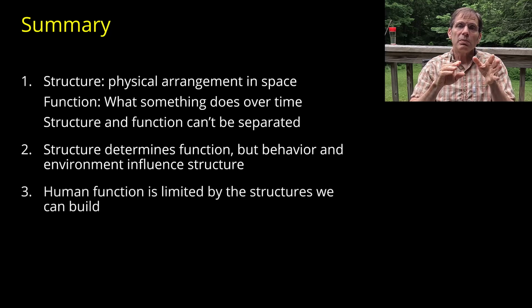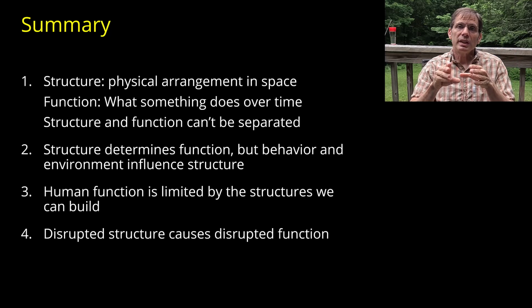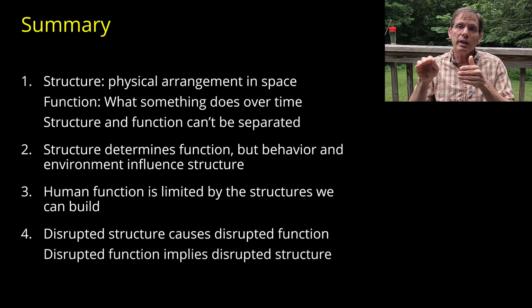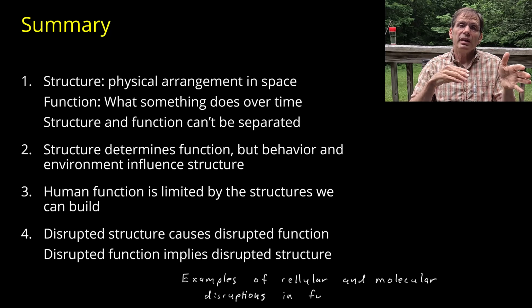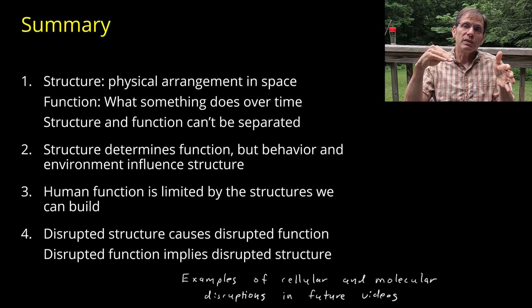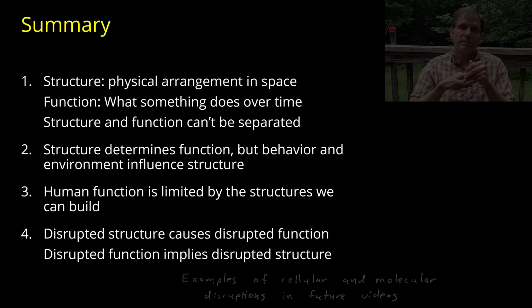Humans can perform a certain set of functions because we can build a certain set of structures, and that's determined by our genes. If a structure isn't put together the way it should be, it won't function the way it should. And conversely, anytime something isn't working the way it should, we can find some structural change. That might be at the molecular or cellular level or the level of the organ. In the next video, I'll be talking about the levels of organization in the human body, and we can look at a couple of examples.